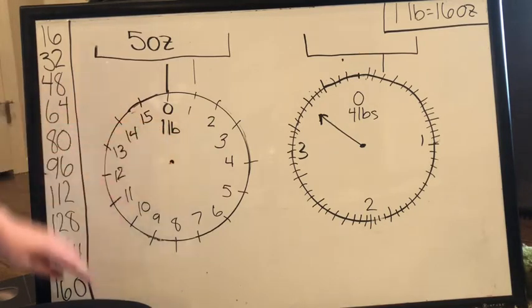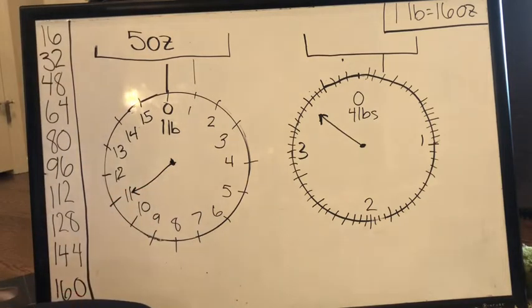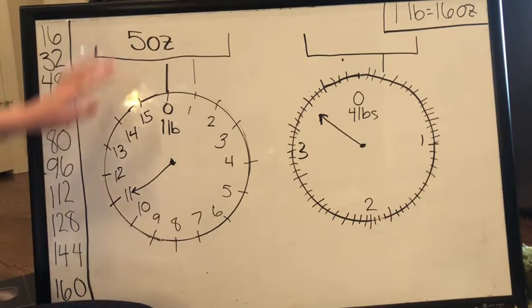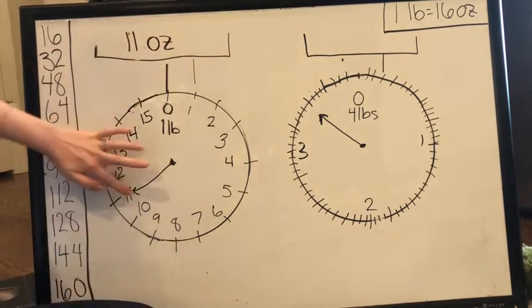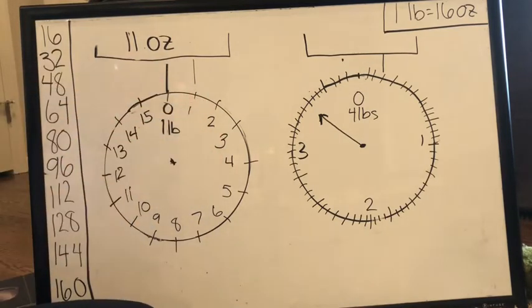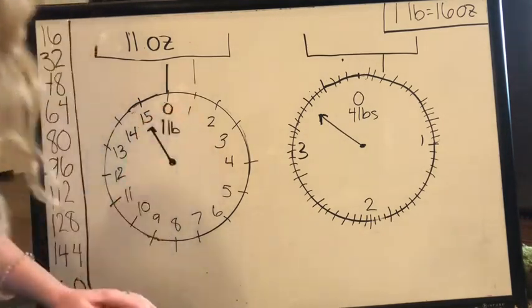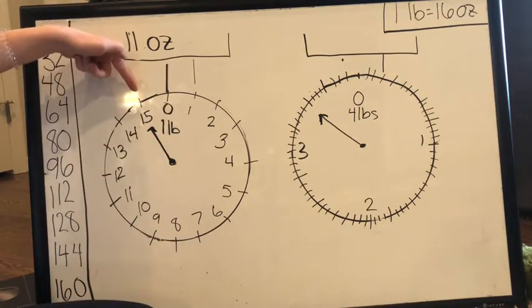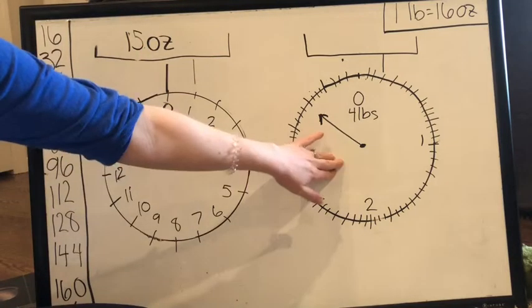What if I were to draw the arrow to this number? What would the weight be then? Go ahead and pause your device. Tell me your answer. That's right. It would be 11 ounces. Okay, so wherever the arrow is pointing is what the weight is in ounces. So if it's going almost to 1 pound or 16 ounces and it's pointing at the 15, the weight would be 15 ounces.